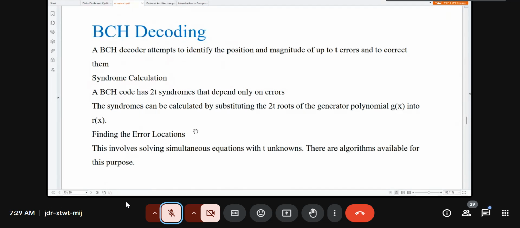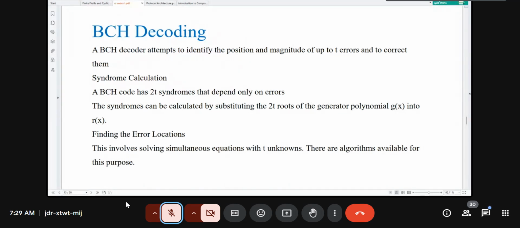This one, I thought, let me talk about it. We won't get into a lot of calculation of BCH decoding, but we thought it's good that we have an idea of how BCH codes are decoded, especially the fact that their syndrome decoding involves solving simultaneous equations with T unknowns. Actually, that's the key thing.